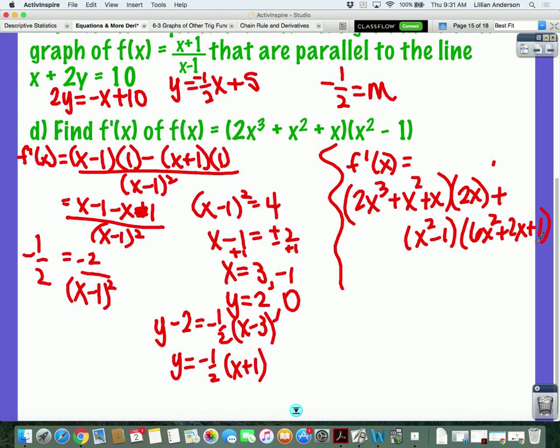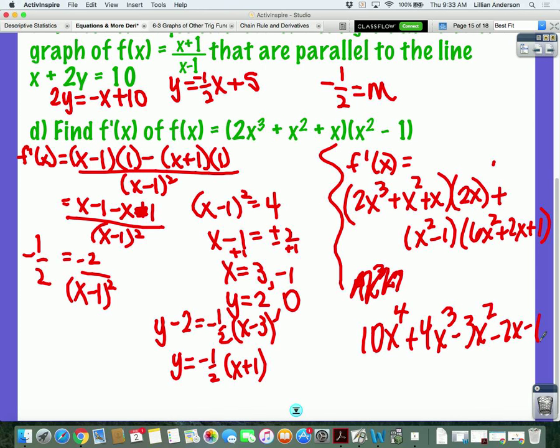Simplify. Can you just go ahead and combine like terms into one step? For the sake of the word. Yes, very much so. So the derivative for this function should have been, after combining like terms, 10x to the 4 plus 4x cubed minus 3x squared minus 2x minus 1.